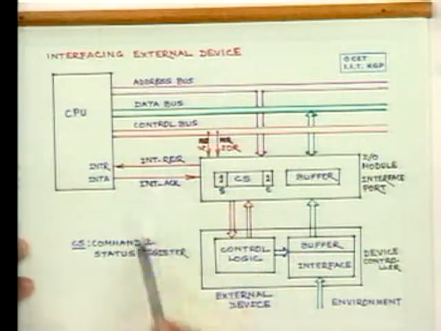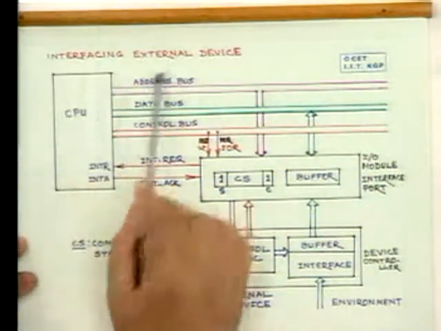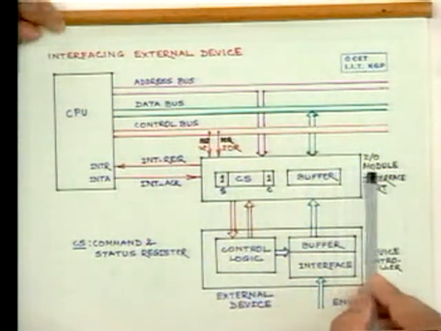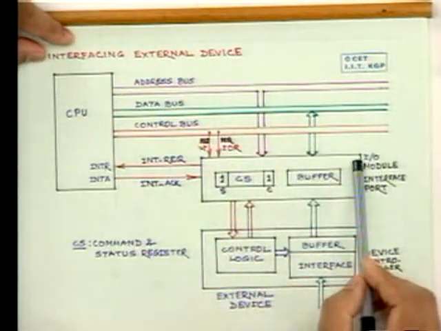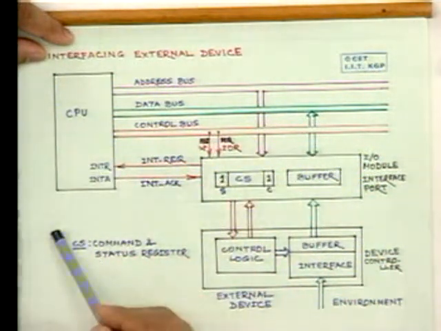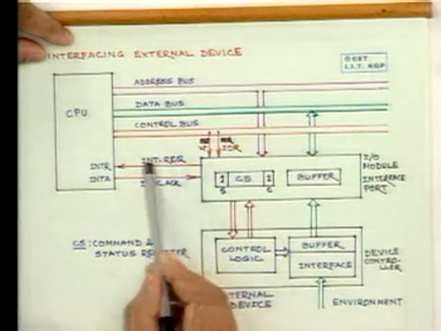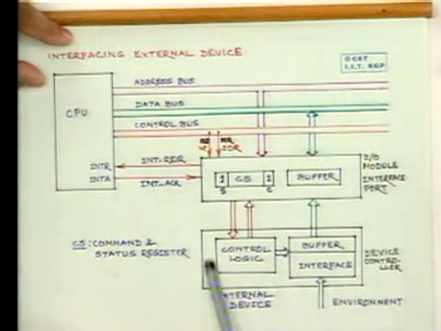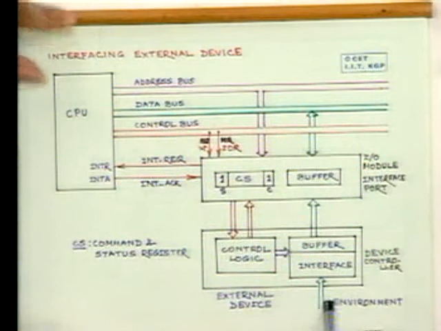But just to give you a glimpse of how a computer is interfaced in a hard real-time system, let me come to interfacing external devices, this slide once more. Here, this is the I/O module interface port through which the I/O module communicates to the CPU. Here is the interrupt request line, here is the interrupt acknowledge line. This is the device controller, and this is the input coming from the environment.